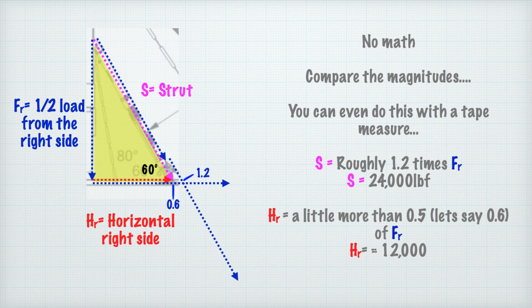Now let's focus in on our horizontal component here. So our horizontal component of this, if we compare our blue vector to our red vector, we can identify that it's about 0.6. It's a little more than half. All right, well, 0.6 of 20,000 is 12,000. So that means that the base plate wants to kick out at a magnitude of 12,000 pounds. Well, how do we control that?